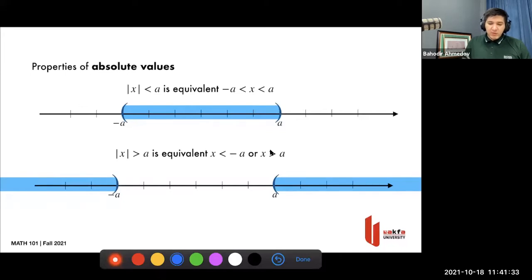Again, if the absolute value of x is less than a, it means that x is between minus a and a. If the absolute value of x is greater than a, it means that either x is greater than a, or x is smaller than minus a. It is coming from the definition of distance. The first means all of the points within the distance a from the origin, and this one means all of the points whose distance from the origin is greater than a.